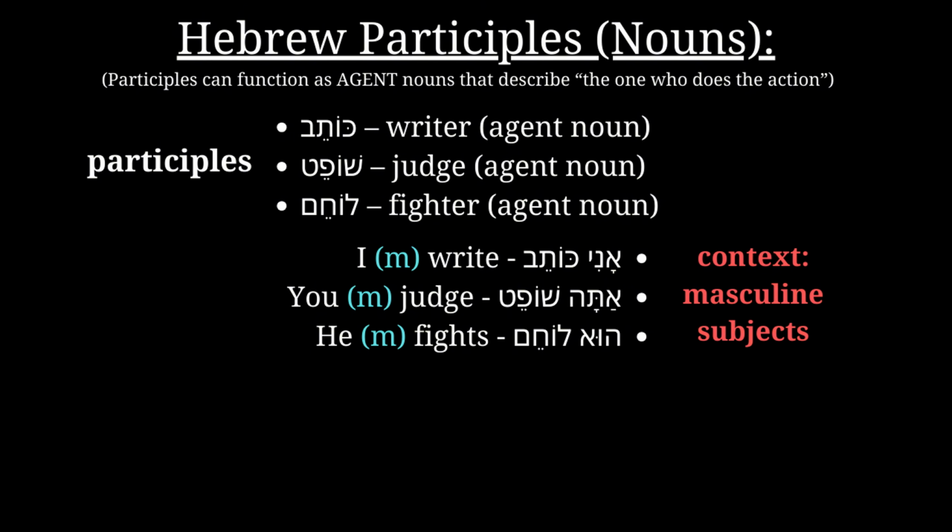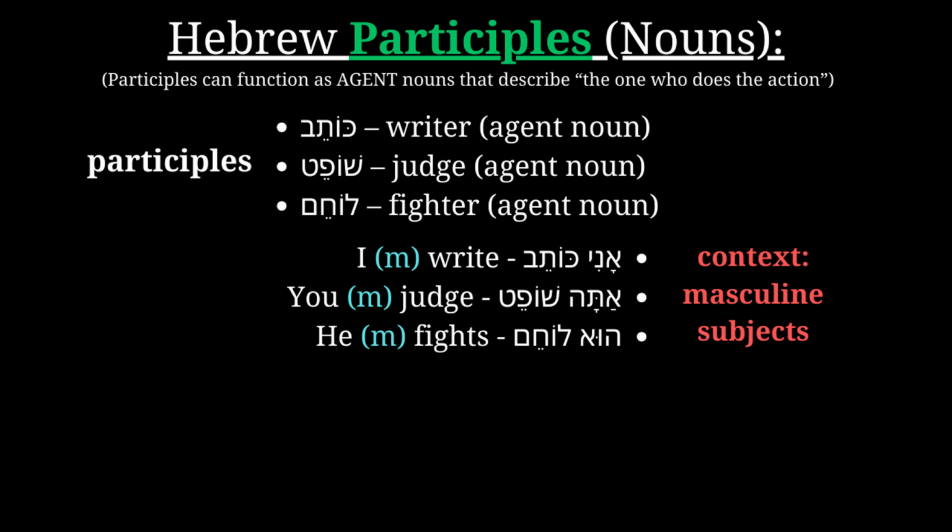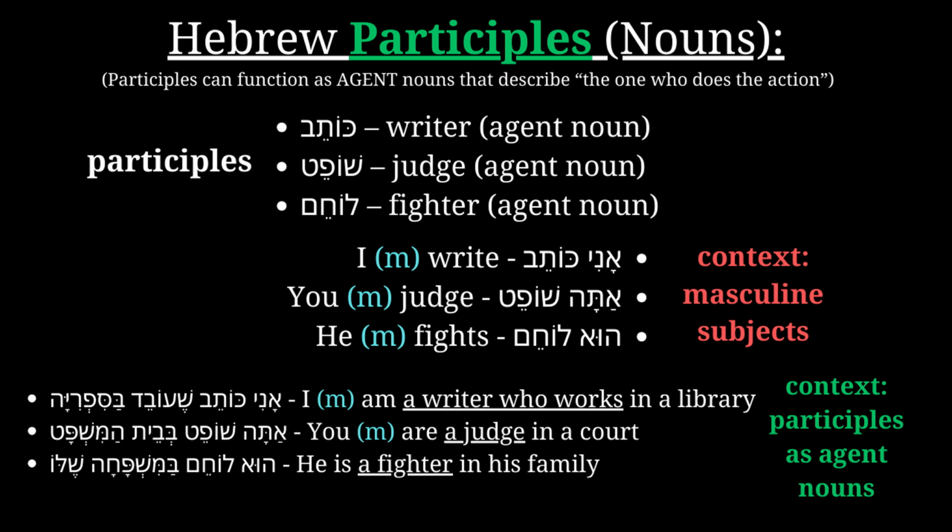Still, this lesson is about participles, so depending on the context, participles can function as agent nouns, like saying ani kotev she'oved basifriya. Ani kotev she'oved basifriya. I, masculine, am a writer who works in a library.